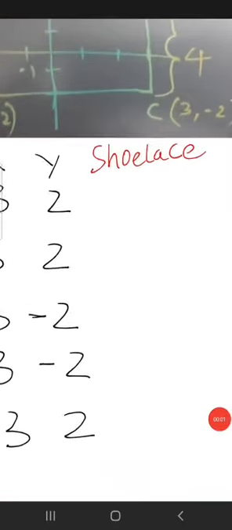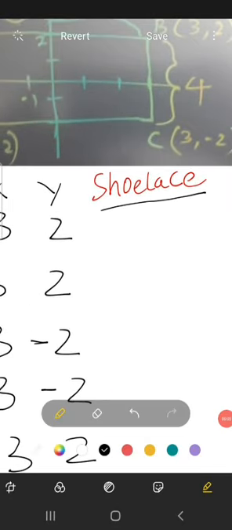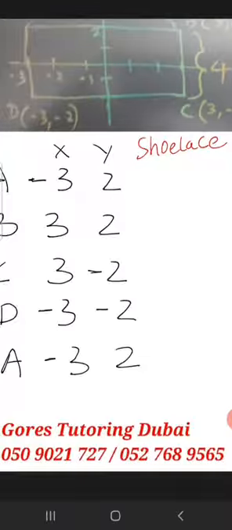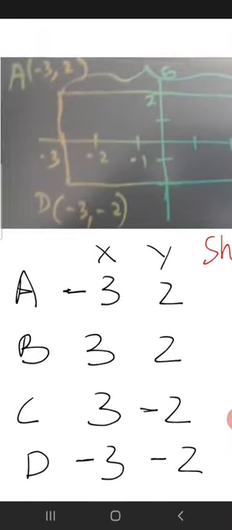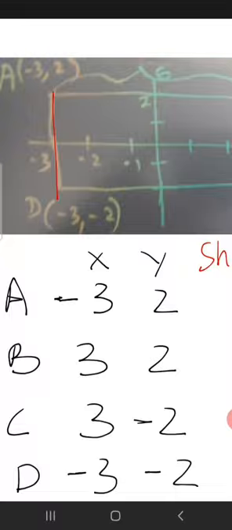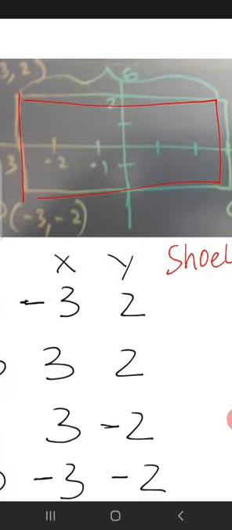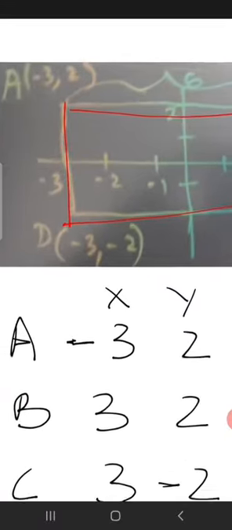Hi, today I'm going to teach you a method called the shoelace method, and this method is used to find the area of a quadrilateral, which is a four-sided figure. What I've drawn here is a simple quadrilateral, a rectangle, as you can see, and its coordinates have been labeled as A, B and C.